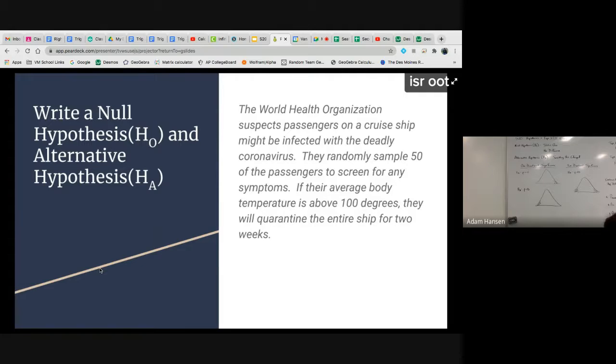Anyway, the WHO suspects passengers on a cruise ship might be infected with the deadly coronavirus. They randomly sample 50 of the passengers to screen for any symptoms. If their average body temperature is above 100 degrees, they will quarantine the entire ship for 2 weeks. A cruise ship has thousands of passengers. I don't want to take everyone's temperature, so let's take a sample. I can show that the average temperature is greater than 100 degrees. More than likely, my cruise ship is infected with the deadly virus.